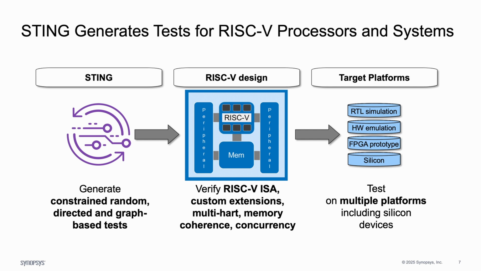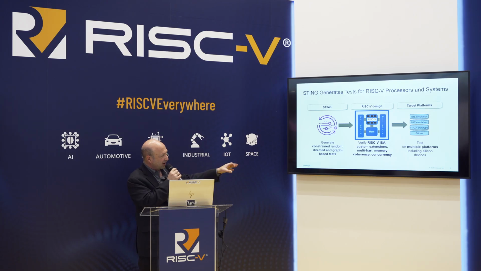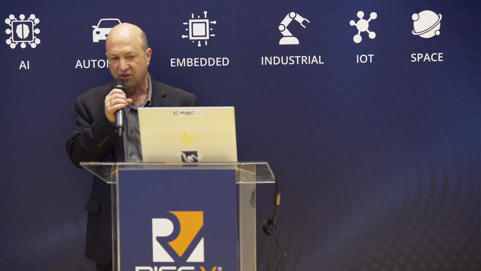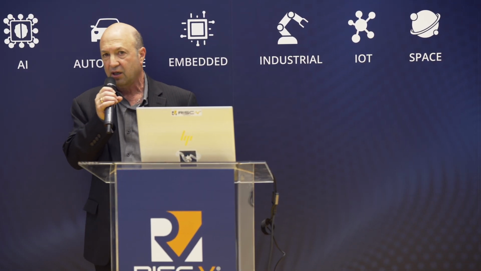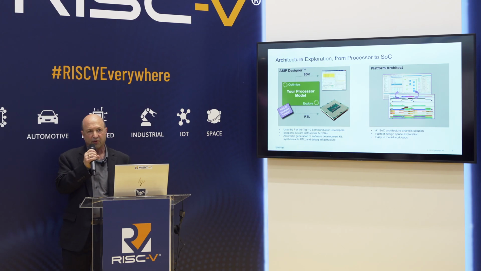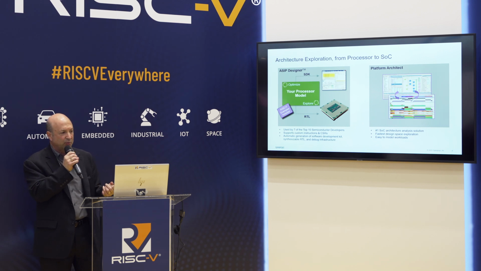What Sting does, it has a few modes of operation, can generate constrained random, directed, and graph-based tests. These are used in the verification of the RISC-V processor. And Sting also works on multiple platforms. It works on the basic RTL simulator, but it also works on hardware emulation, on FPGA prototyping platforms, and also on the real silicon.